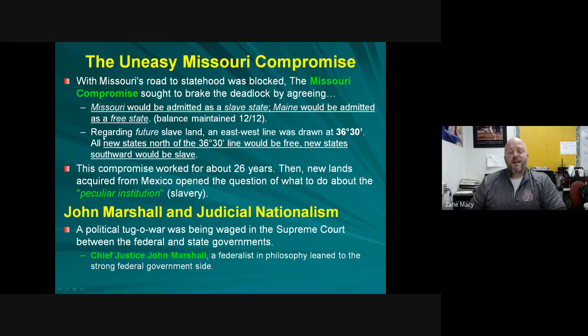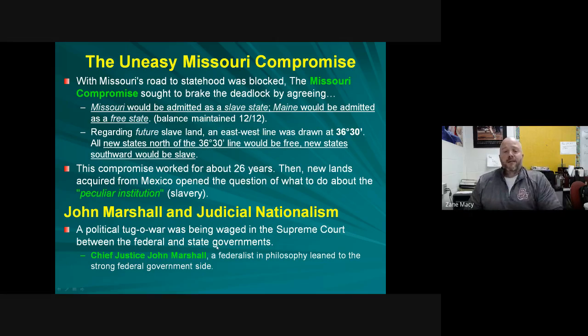The Missouri Compromise is going to end up working for 26 years. As new lands end up being acquired from Mexico, that starts to open up the question as to what to do about the issue of slavery, or as it was referred to in speeches in Congress, that peculiar institution.